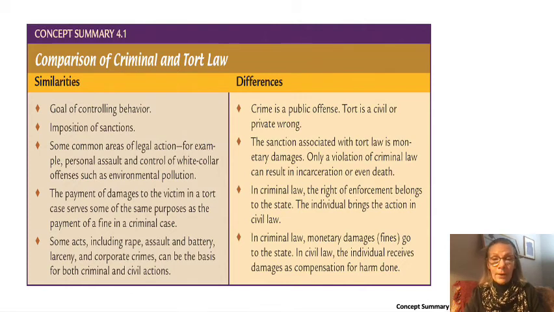A crime is a public offense, so the killing of somebody is an offense against the state of California in the case of O.J. Simpson. But a tort is a civil offense. It's a wrong against a private party. Obviously, the sanctions are different. One is usually financial, and the other can be the loss of liberty, incarceration, and the burden of proof is different.